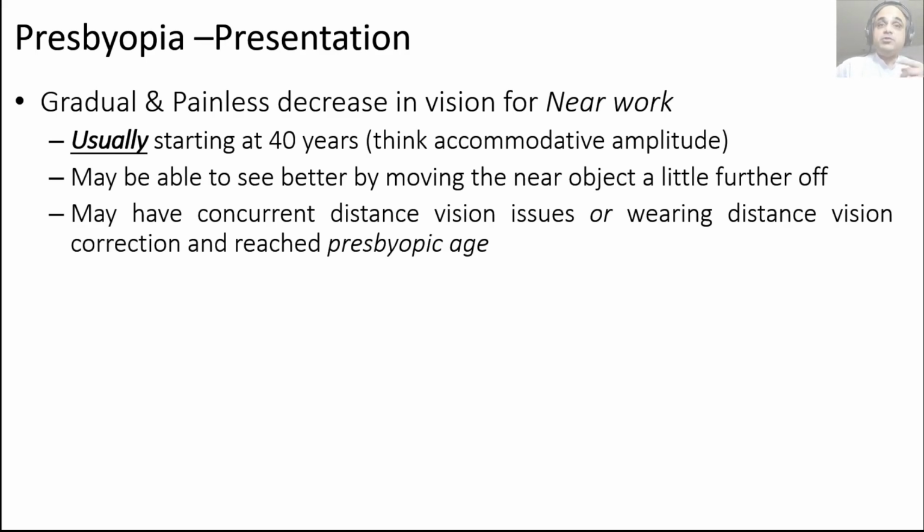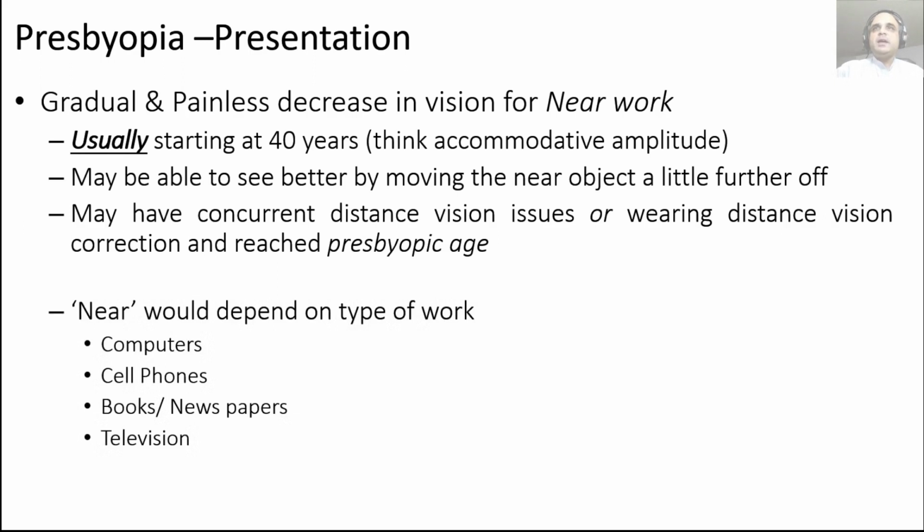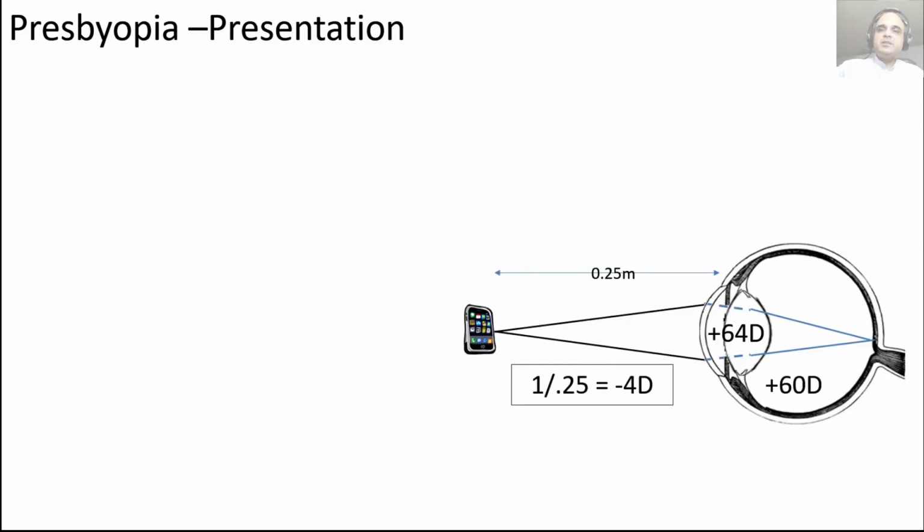Not always, but usually, because the most common reading distance is 0.25 meters or 25 centimeters. And if we take that into account, presbyopia starts at 40 years. We'll see that in just a second, and it'll be very clear to you. And again, as I said, near would mean different things to different people. Computers, cell phone, books, newspaper, television: different people have different near vision requirements. But let's take the most common near vision required distance, which is 0.25 meters.